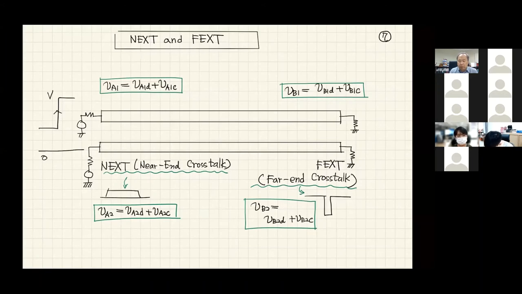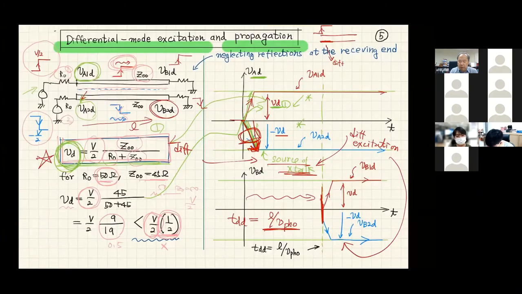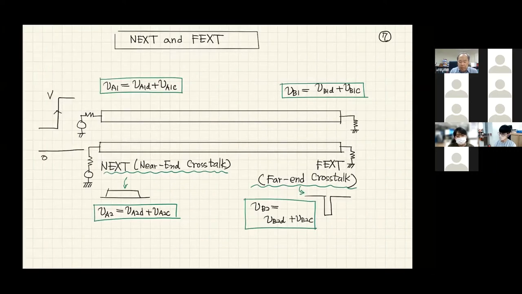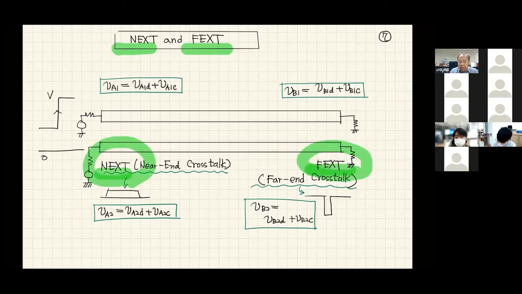Now it's time to combine. Now we know the waveform of differential mode, and now we know the common mode voltage waveform at both transmitter side and receiver side. Now it's time to add up both together. So now let's go back to the original problem setup. Our target was to obtain the near end crosstalk and far end crosstalk. Near end crosstalk is the voltage waveform at the source side at the adjacent line. And far end crosstalk is the crosstalk noise which appears at the receiver side at the adjacent line too.